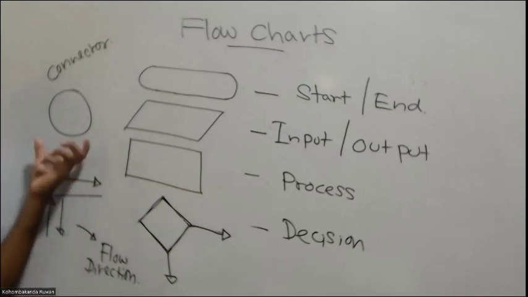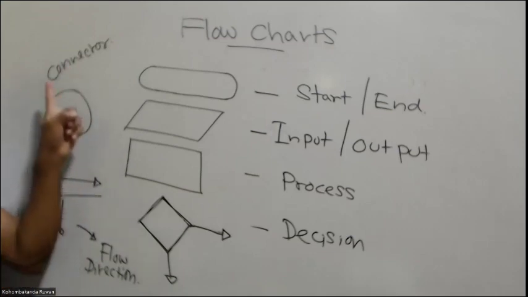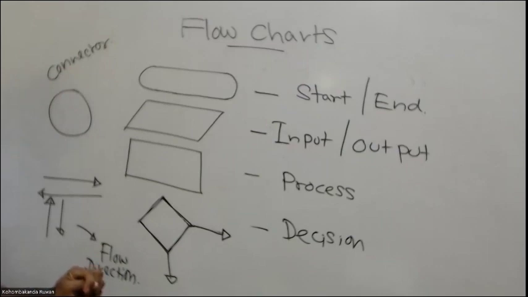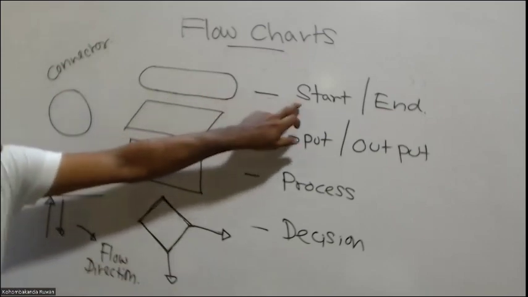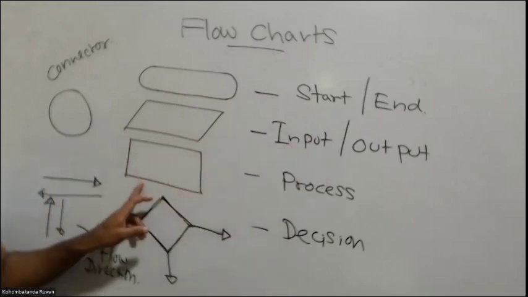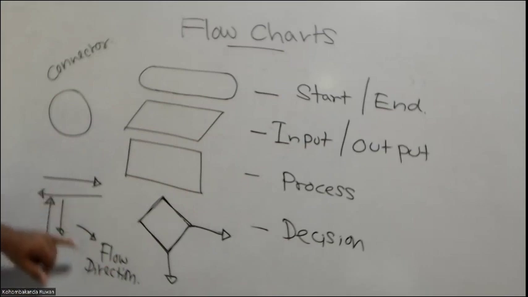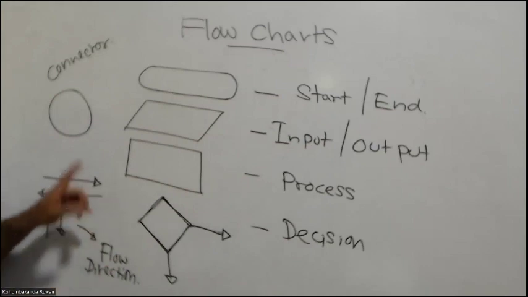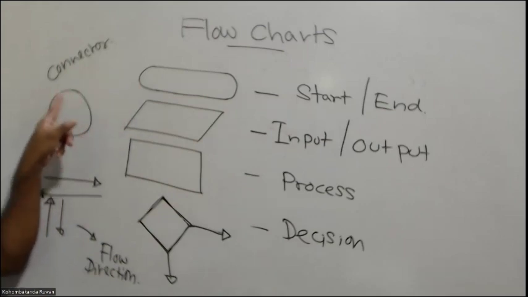Don't worry about that one. But remember, this symbol is to connect. Connector. Those are the symbols. These symbols denote the start and end. This symbol indicates input and output. This is for the process. This is for decision making, or decision or selection. These arrows indicate the flow of directions. This one is for the connector, to connect two or three different flowcharts together.